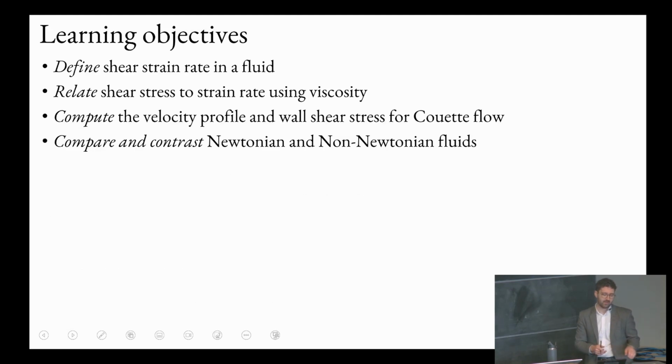Our learning objectives are to define shear strain rate in a fluid, to relate shear stress to this strain rate using viscosity, and to compute the velocity profile and wall shear stress for a Couette flow. Couette flow is a very specific type of flow which we can use to study viscosity very carefully. It's a very special case of flow, but as you'll see, it has a linear velocity profile, which is really nice for our analysis. And the last learning objective is about Newtonian and non-Newtonian fluids. We'll explain what that means, and we'll be able to explain the difference between those two different types of fluids.